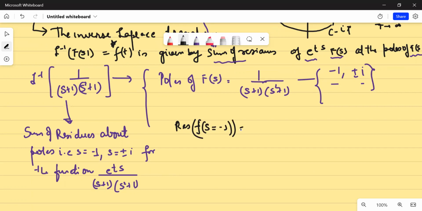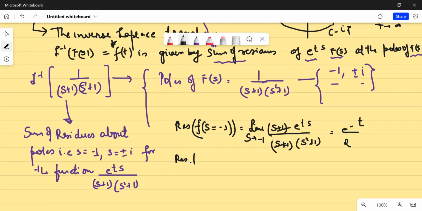So the residue of the function at s equals -1, what will it be? It will be the limit as s tends to -1 of (s plus 1) into e^(ts) divided by (s plus 1)(s square plus 1). And what will it be? It will simply be equal to e^(-t) upon 2.